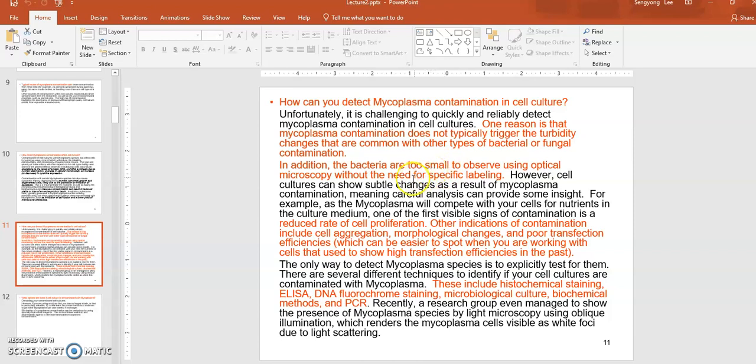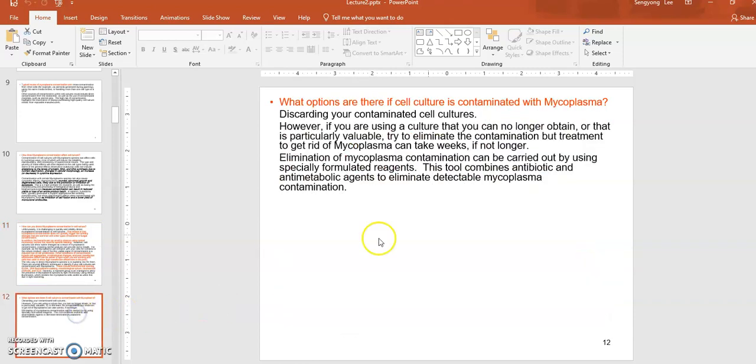Okay, so instead, the only clear way of confirming the mycoplasma contamination is by doing a real assay like an ELISA assay, or DNA fluorochrome staining assay, or biological culture assay, or biochemical detection methods, or PCR-based method. I think these days the PCR-based assay method is very popular. So there are some kits that you can buy and test it.